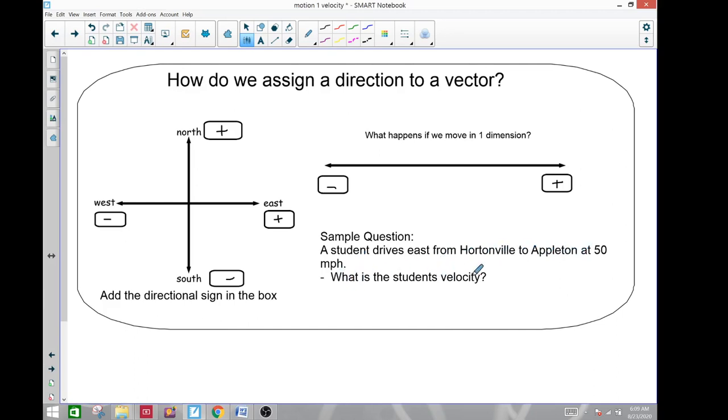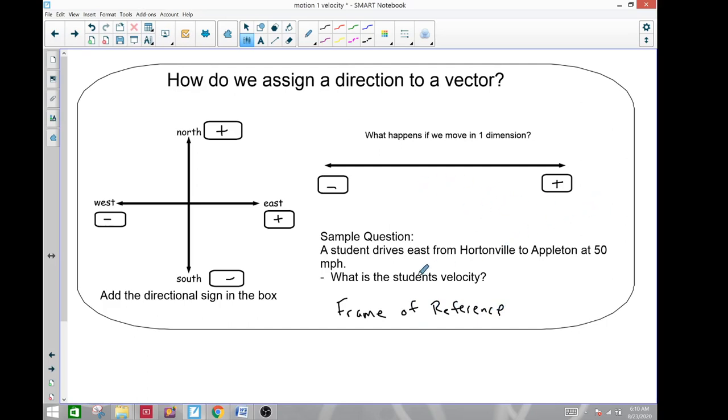So even if I just say, for example, a student drives to Hortonville at 50 miles per hour, what's velocity? So we have to assign what we call a frame of reference, and this is super important. Frame of reference. That's what we set up before the problem starts. Which way is positive, which is negative.